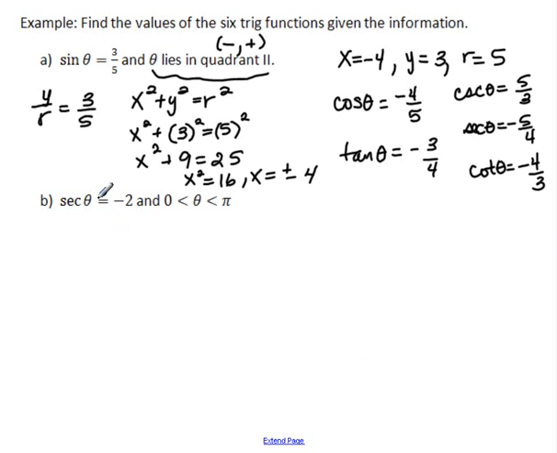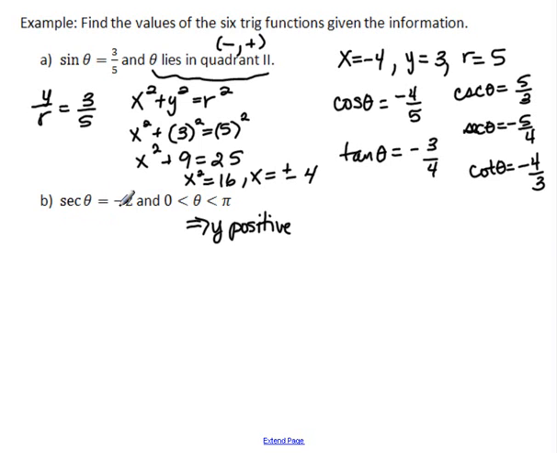Now, here we have secant theta is equal to negative 2, and 0 is less than theta is less than pi. So 0 less than theta less than pi tells us our angle is in either what? Yeah, quadrant 1 or quadrant 2. Well, to be in quadrant 1 or quadrant 2, x could either be plus or minus, we don't know, but y has to be positive there. Hopefully knowing what secant of theta is will tell us what x is going to be. Well, I think in terms of sine and cosine, so if I can convert the problem to either sine or cosine, it makes it a little bit easier for me.